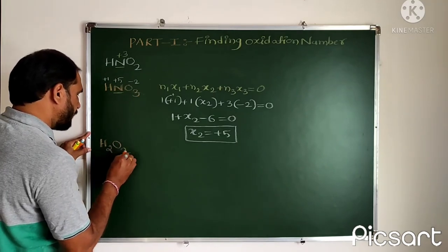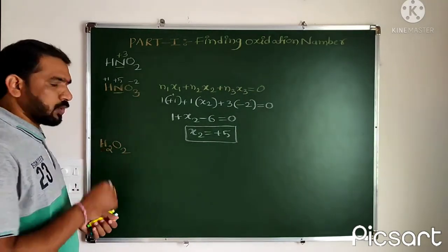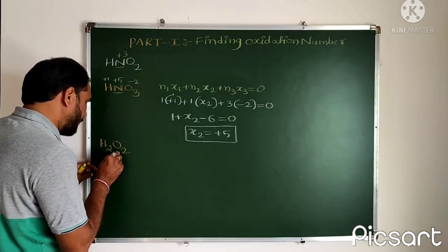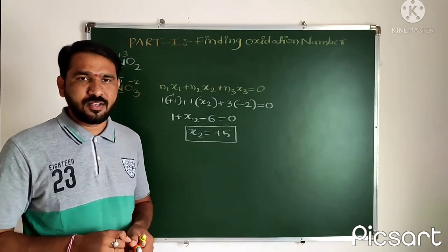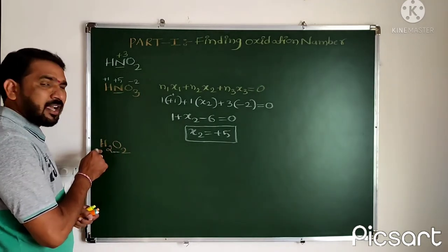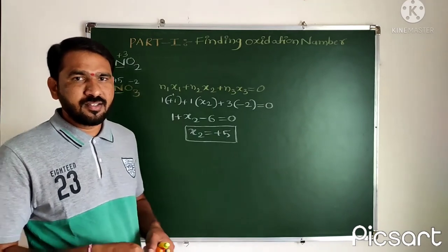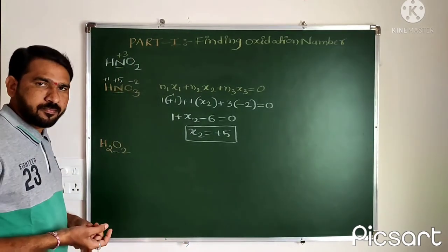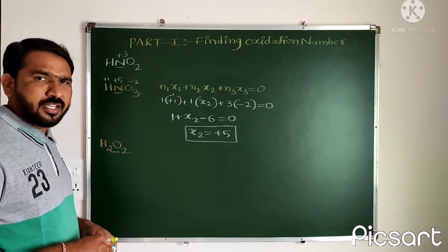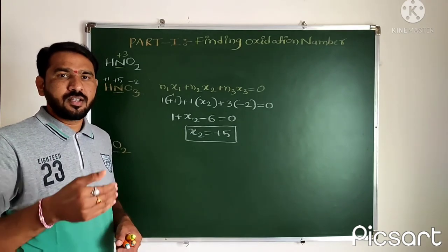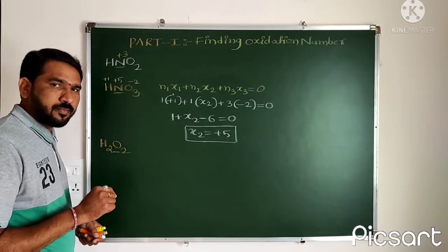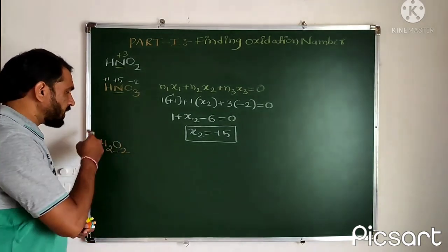H2O2, for example. Here, we are trying to get the oxidation number of oxygen. As I told, first of all we need to calculate the neighboring atom's oxidation state. Automatically we will get the oxidation number of this oxygen. Without using the formula method, the general oxidation number of hydrogen is plus 1, because its group number is 1. So plus 1 into number of hydrogens 2, it means plus 2. Over the molecule nothing is there.